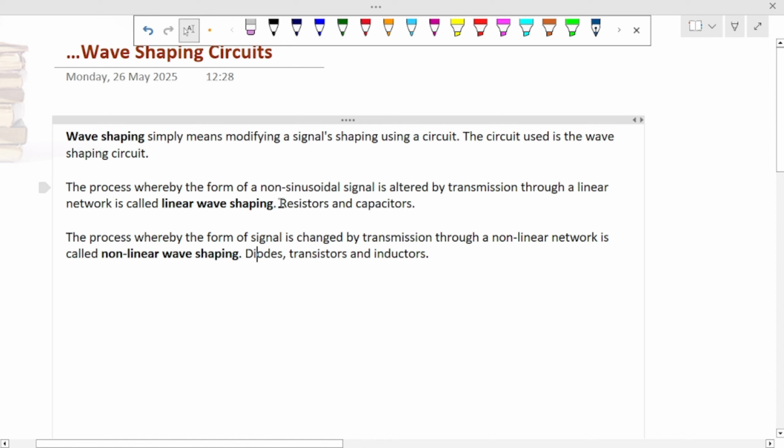Just like we said that for a linear network, the input is directly proportional to the output, by increasing the input, the output is also increased. But that's not true for a non-linear network. By increasing the input, it doesn't mean that the output is increased, for diodes and transistors and inductors.